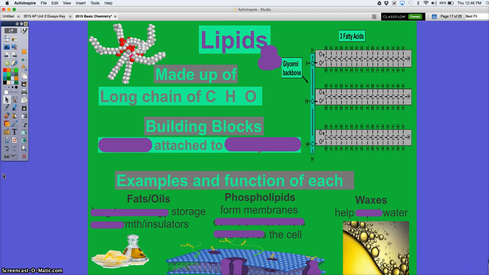And lipids is not necessarily like that. So there's the answer. Now, what's the building block of a lipid? Look at the picture. Yep. Hydrogen is attached to carbon. Okay, we got the carbon, hydrogen, oxygen.